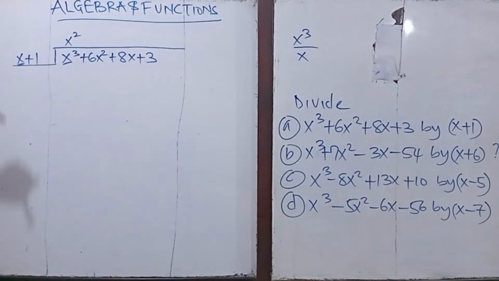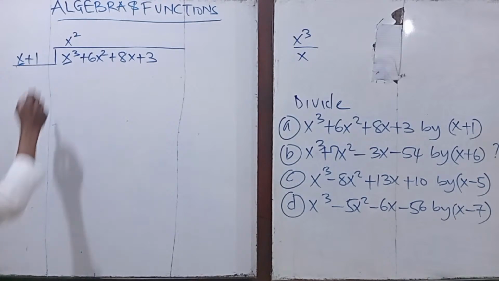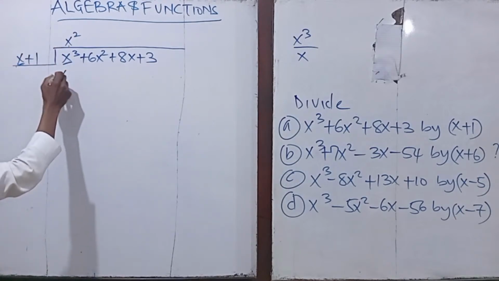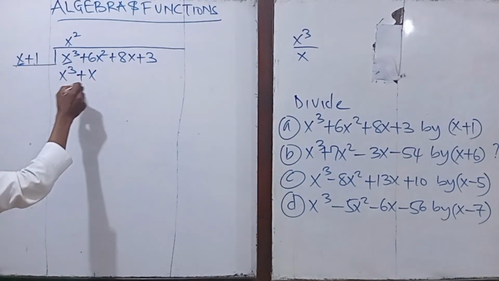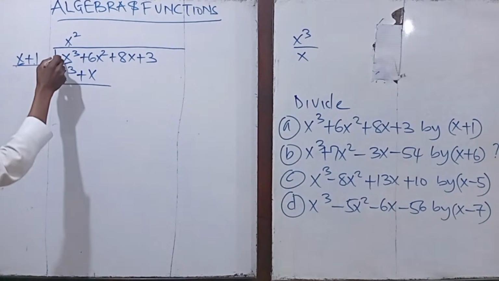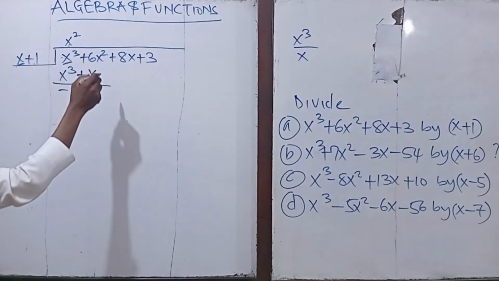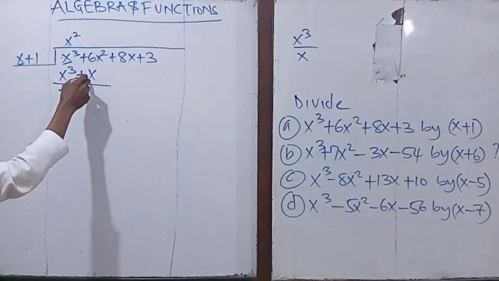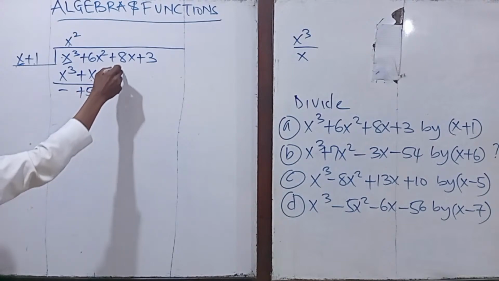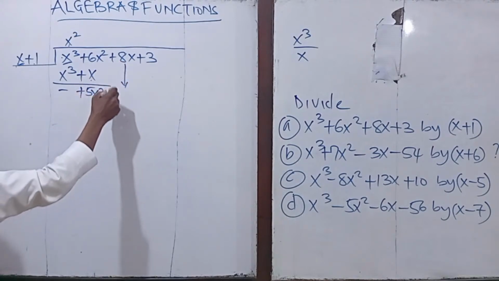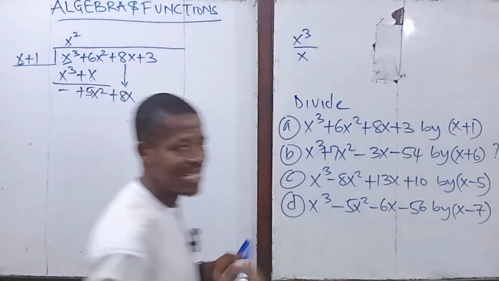Then you use that to multiply your divisor. That'll be x squared times x, that'll be x cubed, x squared times 1, that's a plus x. Then after that, you do your subtraction. This one minus this one, that's 0. Then 6x squared minus this one, that's a plus 5x squared. Then you bring the next number down, that's a plus 8x. Then you repeat the process again.